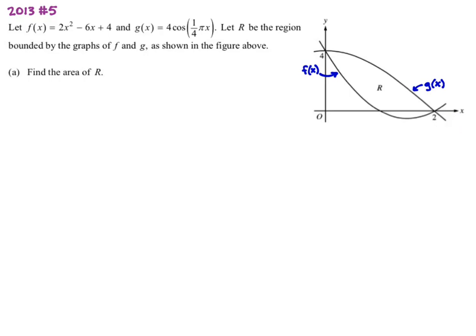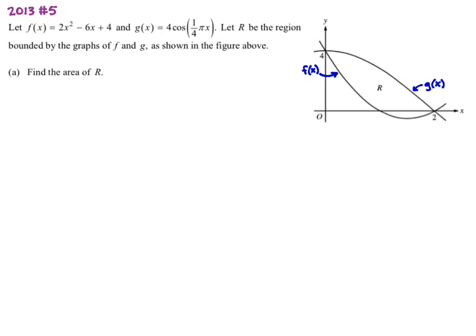All right, for part A it says find the area of R. Well, the area of R, remember, is always the integral of the upper curve minus the lower curve. Now, we know that the upper curve and the lower curve can change places, but in this case, from 0 to 2, from the points of intersection that we have here, they don't change places. G of x is always above and f of x is always below.